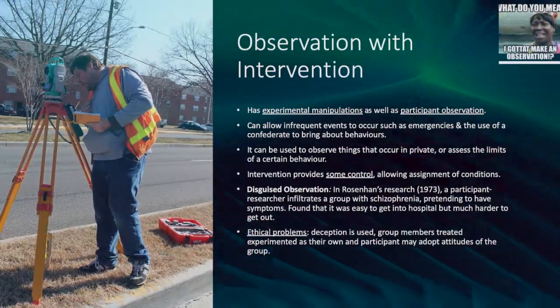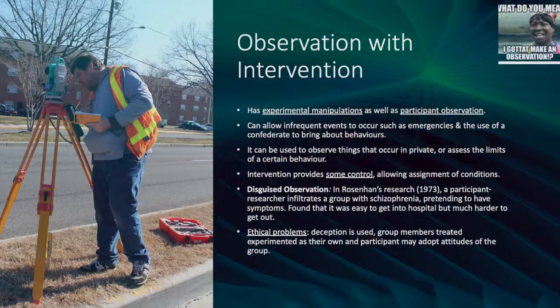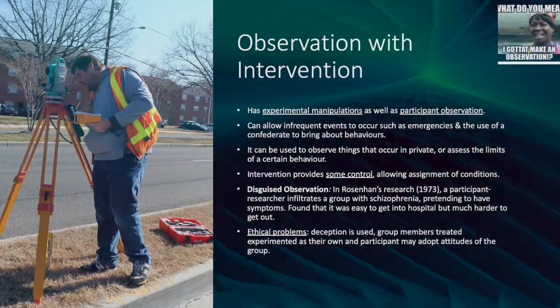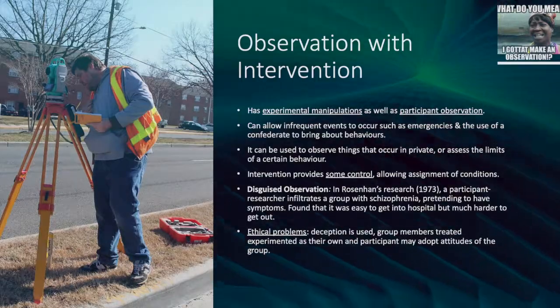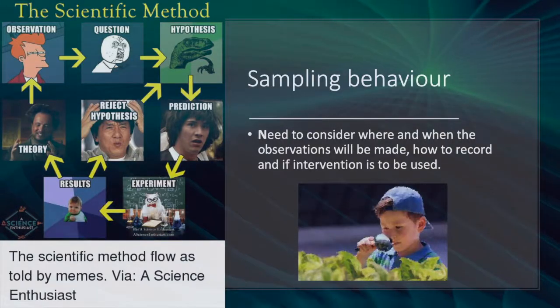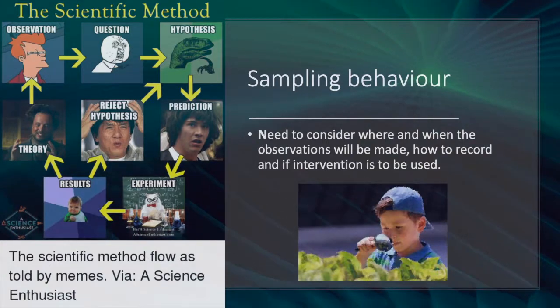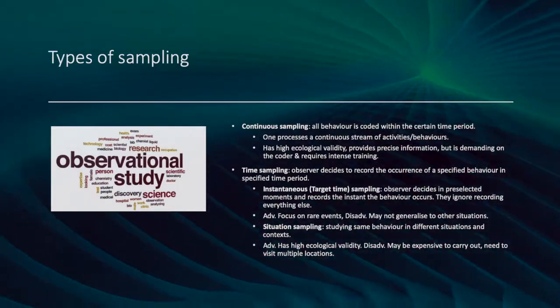Since deception is used, group members treat the disguised researcher as their own, and participants may adopt the attitudes of the group. In addition, we must consider the sampling behavior, whereby you need to take note on where and when the observations are being made, how to record, and if the intervention is to be used. Furthermore, there are different types of sampling.